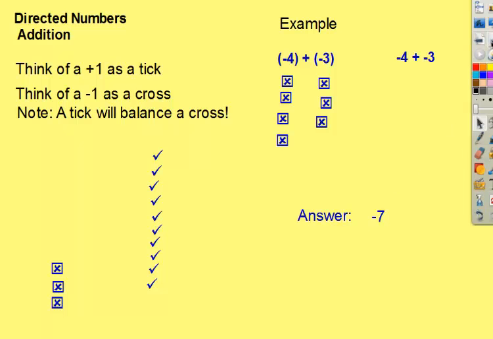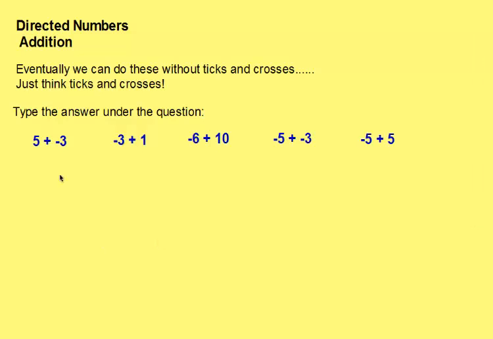Eventually though you've got to be able to do it without the ticks and the crosses. You've got to be able to think about it. So this is 5 add negative 3. 5 ticks, 3 crosses. There's an excess of ticks. How many excess? 2. So the answer is going to be positive 2. This one: 3 crosses, 1 tick, is an excess of 2 crosses or 2 negatives, so it is negative 2. 6 crosses, 10 ticks equals positive 4, correct, because there's an excess of positives by how much?